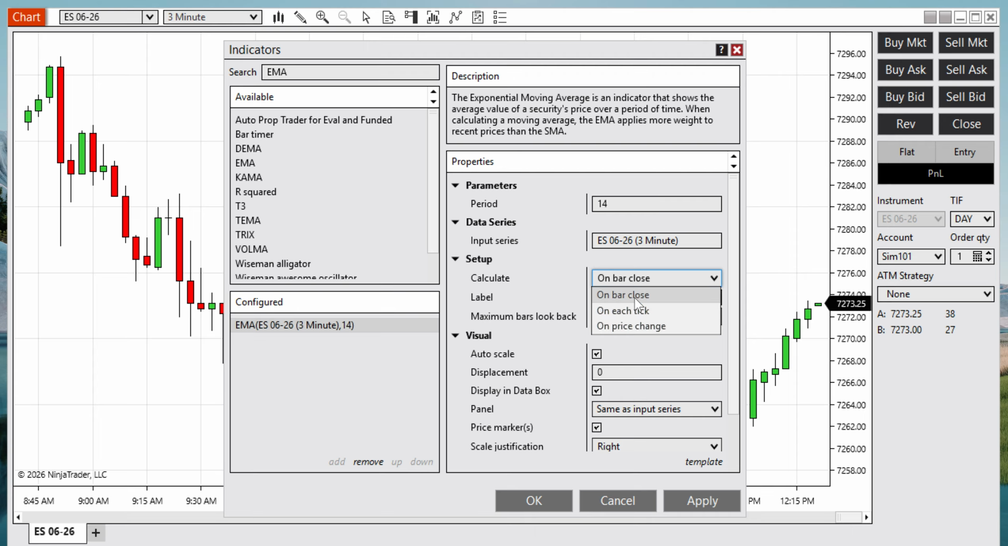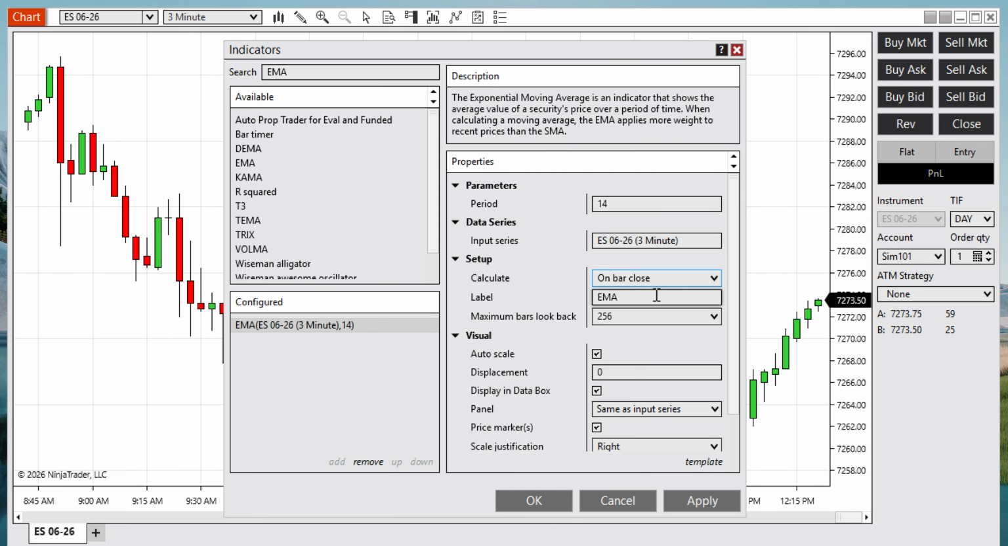So try to learn and research more about the calculate setting: bar close versus each tick versus price change. Each tick means on every tick the whole EMA and other things will be calculated. Each price change is not as frequent as that, but still it does change. Sometimes it ticks but the price still remains the same, so it's the price that matters sometimes. So it gets less load.